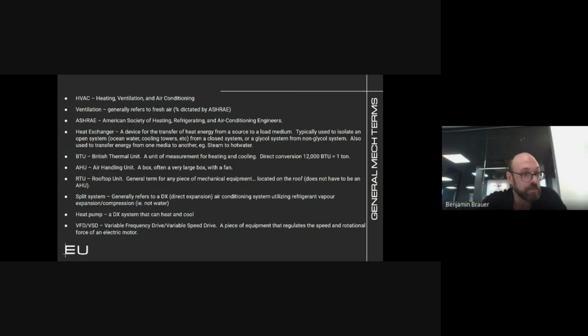BTUs are a unit of measuring energy, British thermal units, unit of measurement for heating and cooling. 12,000 BTUs is equal to 1 ton. So if you hear, it's 1 ton of cooling, it equals 12,000 BTUs.